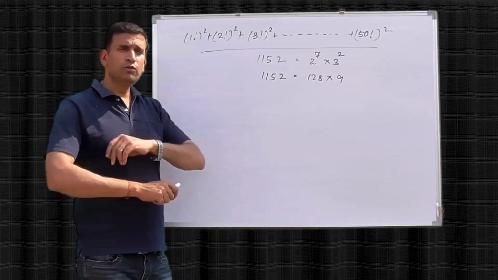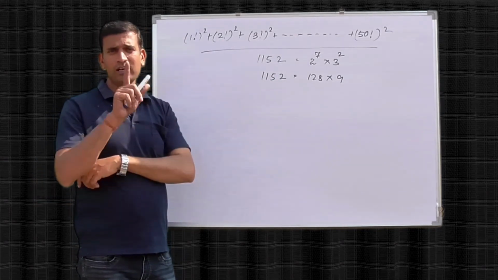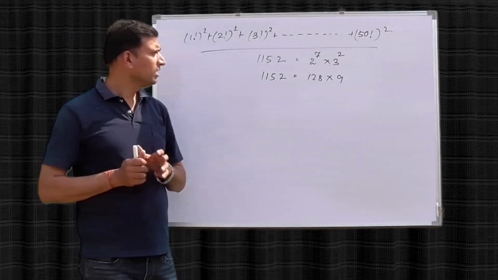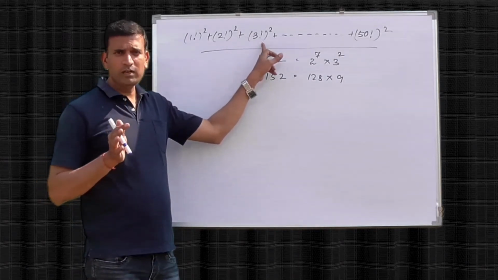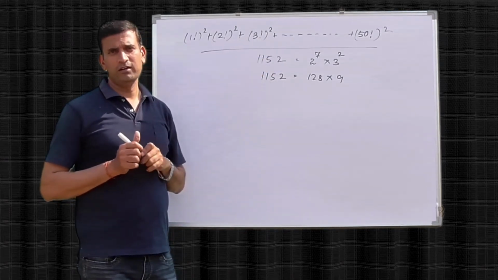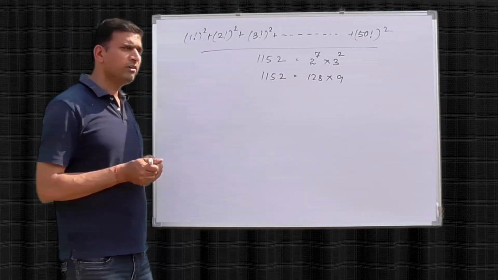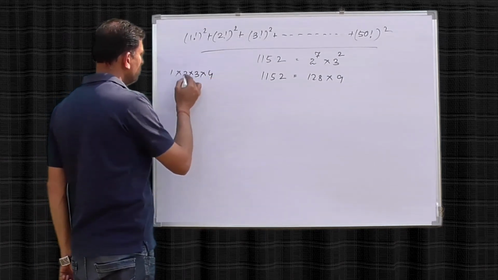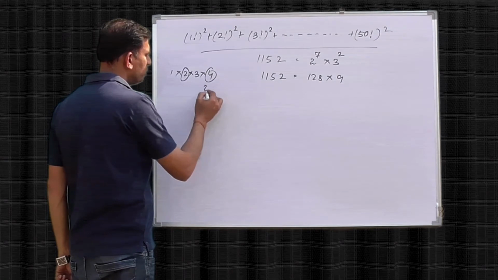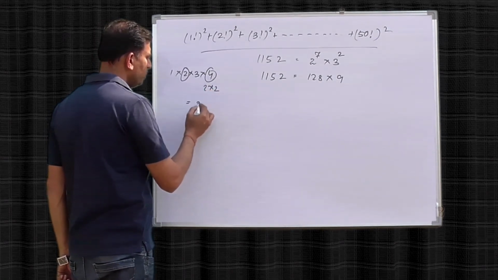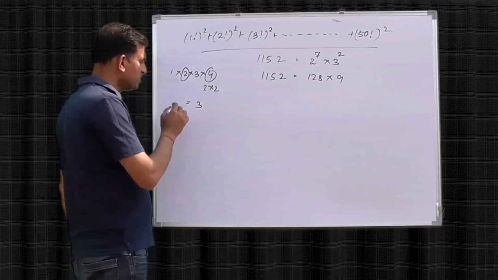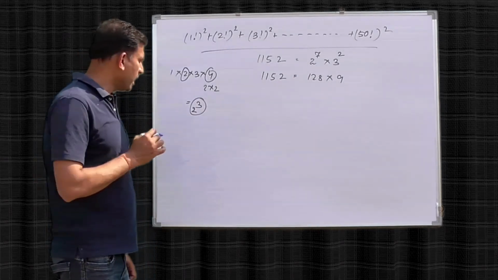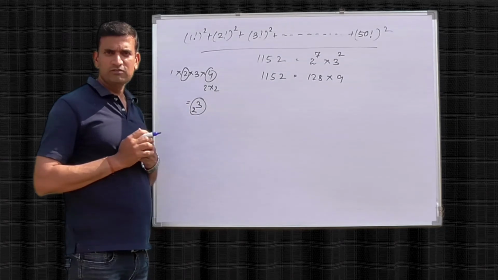Let us suppose 2 factorial square. 2 factorial has only one 2, and square means we are getting two 2s. 3 factorial square has the same value. 4 factorial square: 4 factorial means 1 into 2 into 3 into 4. So here we are having one 2 and here another 2, so in total we are having 3. It is divisible by 2 to the power 3, and square means 2 to the power 6.